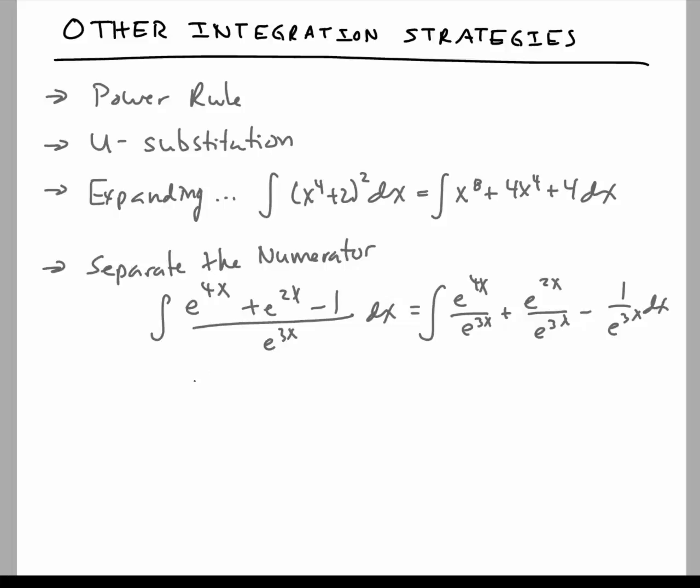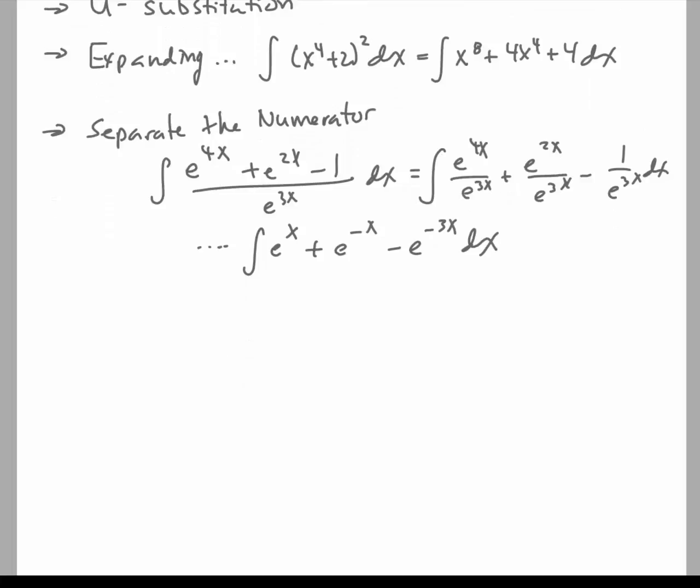Once I do that, I would simplify e to the 4x divided by e to the 3x. When you divide like bases, you subtract exponents. So this would be e to the x, since 4x minus 3x is x. Then e to the 2x divided by e to the 3x, I'd subtract, so it would be plus e to the negative x, and then I'd pop this one up top, and that would be e to the negative 3x dx. Then I can use my U-substitution and integrate each of these, letting u equal the exponent and working from there individually. So that's an example of separating the numerator as one of our strategies.